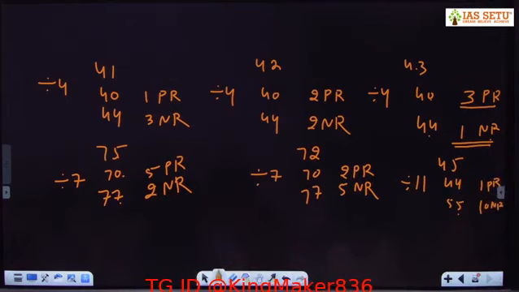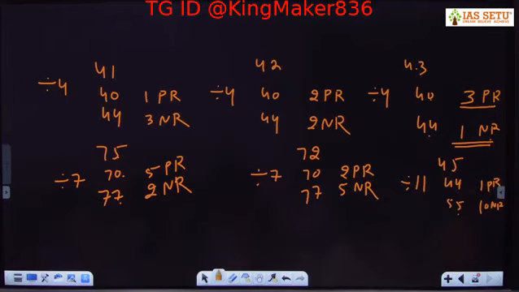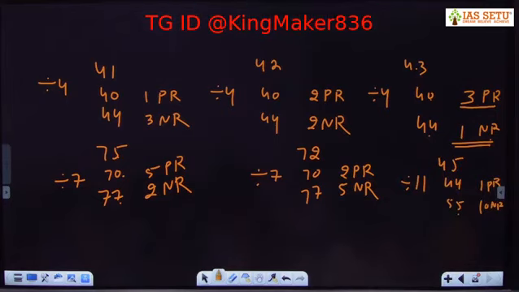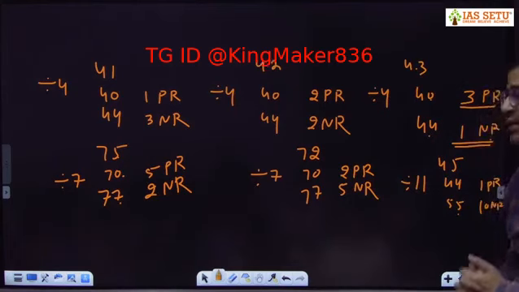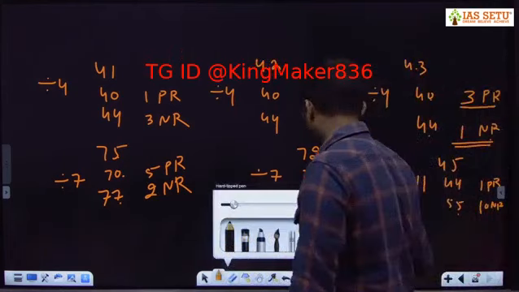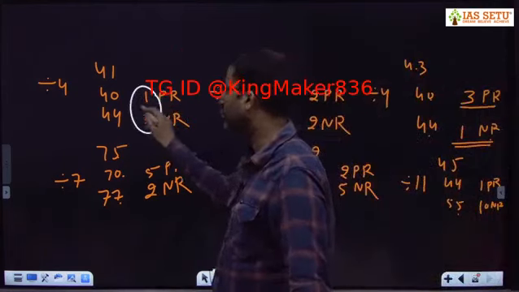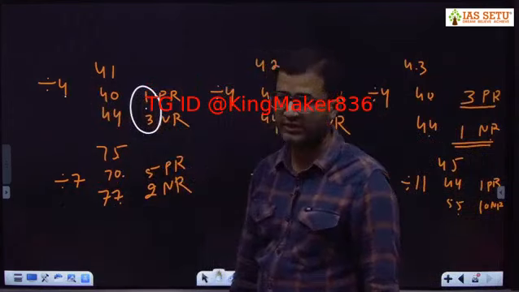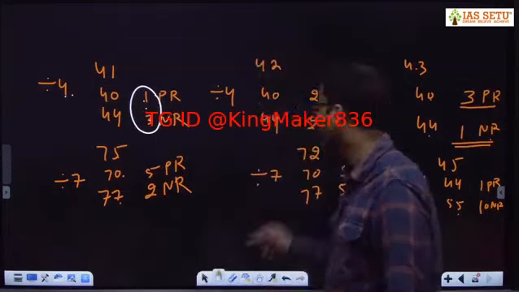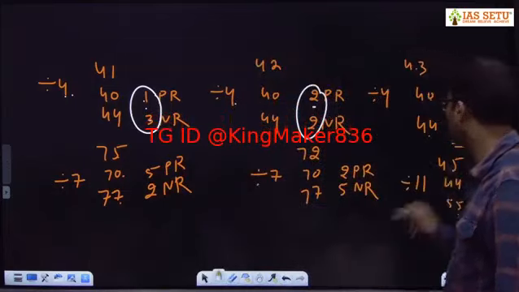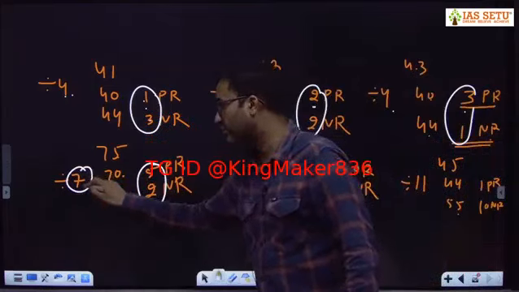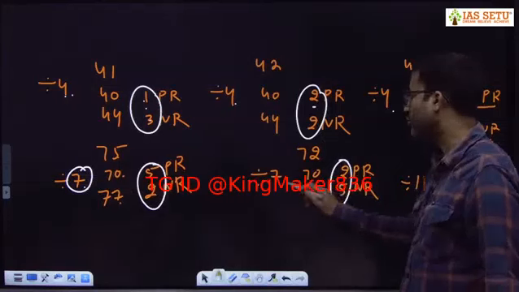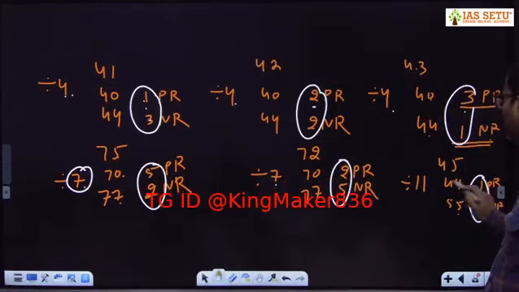Let me tell you one observation about positive and negative remainder which will help you to solve questions. Positive and negative remainder are complementary. By complementary, what I mean is, if you ignore the sign, their total value is always equal to the divisor. 1 and 3 is equal to 4. 2 and 2 is equal to 4. 3 and 1 is equal to 4. 5 and 2 is equal to 7 because your divisor is 7. 2 and 5, 7. 1 and 10, 11.